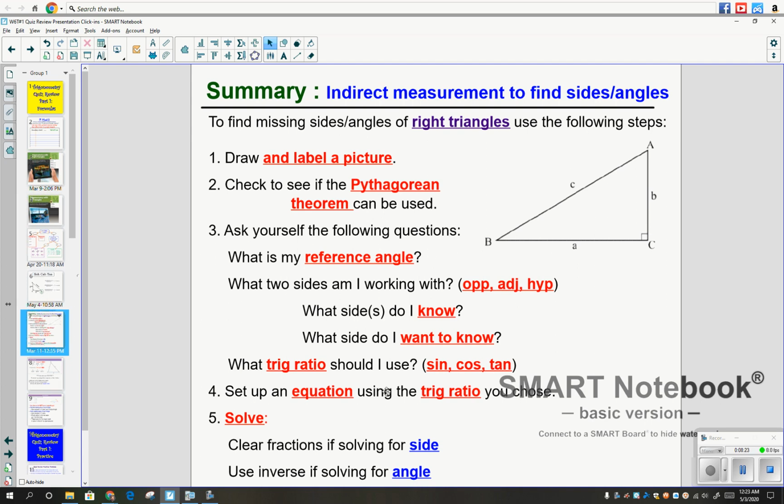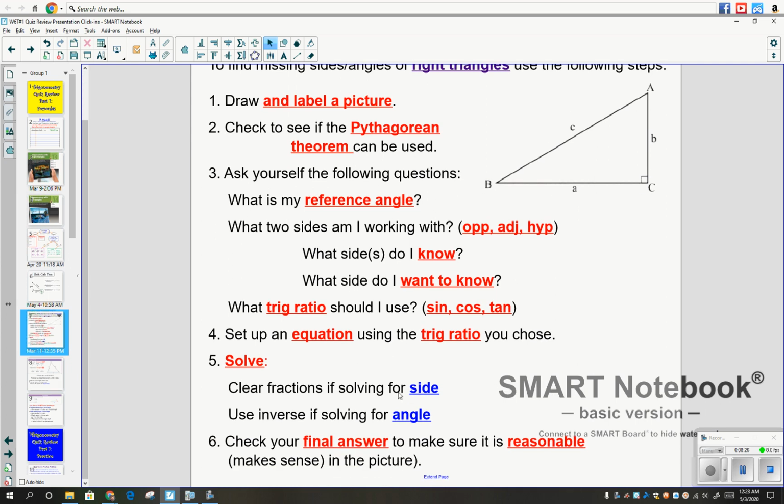Set up our equation and solve it. Remember, if we're solving for a side, we're going to end up clearing fractions to solve. If I'm solving for an angle, I'm going to end up using the inverse. And then when you're done, check your final answer. Does it make sense?